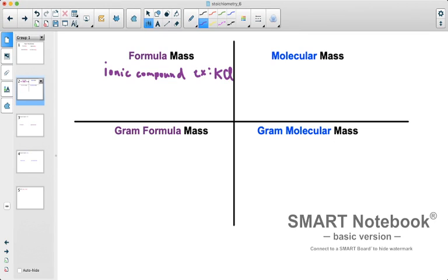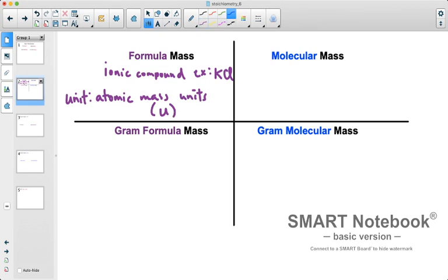They've reached their octet. Now, what's so special about formula mass, it's still the sum of all the atomic masses, but the unit for this specific term is going to be atomic mass units. And that's abbreviated with a lowercase u. And that's what my lowercase u looks like.